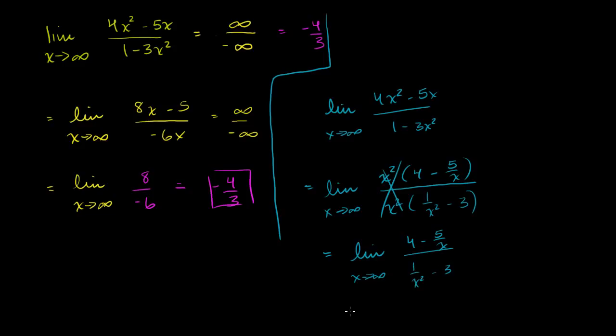And what's this going to be equal to? Well, as x approaches infinity, 5 divided by infinity, a super duper infinitely large denominator, is going to approach 0. And by the same argument, 1 over x squared is going to approach 0. So all you're left with is the 4 and the negative 3. So this is going to be equal to 4 over negative 3, or negative 4 thirds. So you didn't have to use L'Hopital's rule for this problem.